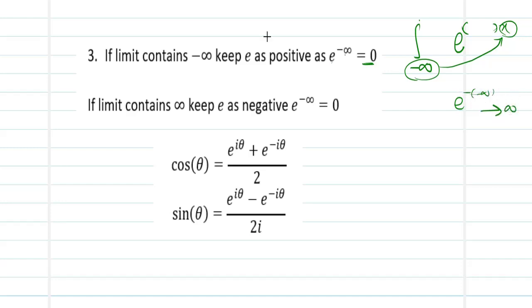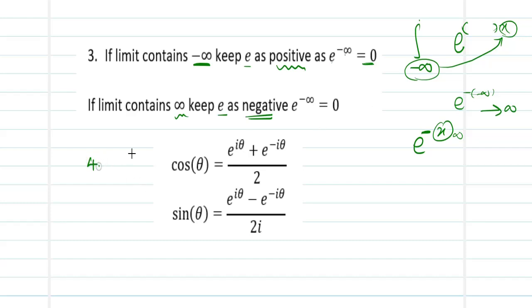So you will have to keep in mind, if the limit contains minus infinity, keep e as positive, and the other way around, if you have infinity as the limit, you will have to keep your exponential as negative. So if it is negative in value, so e power negative I keep, then when I apply the limit to the variable, this variable will take the value infinity, and you will have e power minus infinity, and the value becomes 0.